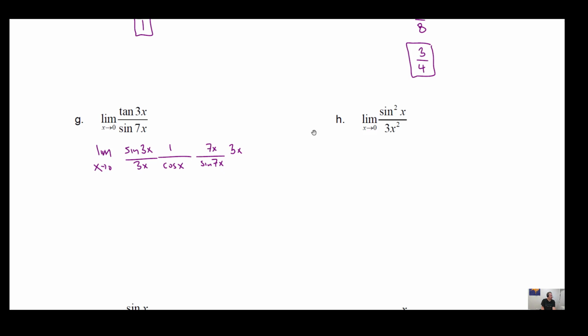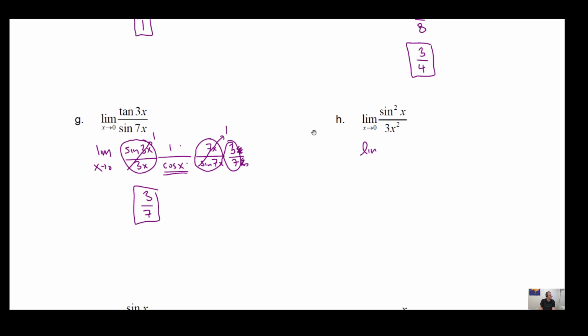Insert a 7x on top, putting a 7x on bottom, allowing me to do trig special fact number 1, gives me a 1. This one's the reciprocal of that fact, so that's also a 1. The x's cancel, so I have a 3/7 left over. And when I literally stick 0 into the cosine, that becomes cosine of 0, which is 1. So I get 1 over 1 times 3/7. And our final answer is 3/7.